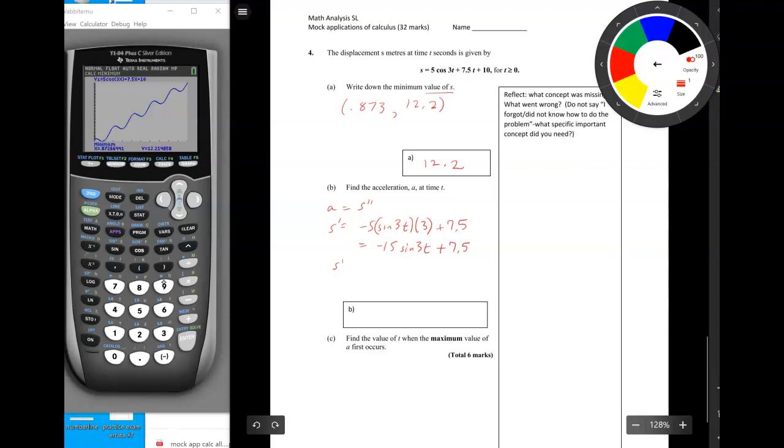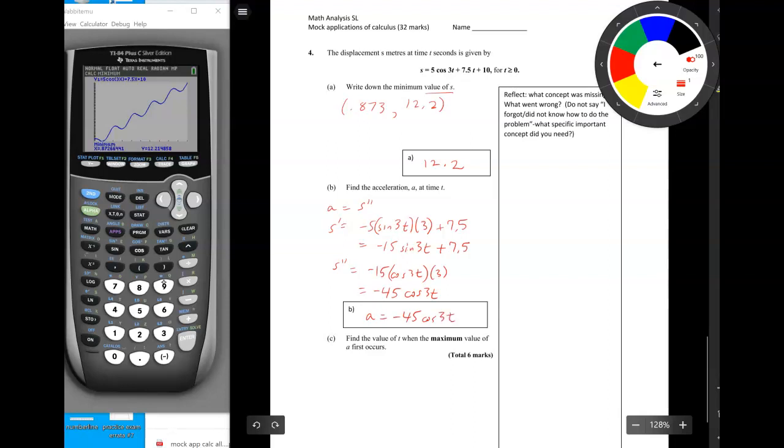Now I'm going to take the second derivative to get the acceleration expression. So that would be -15 cosine 3t, and then chain rule, it would be multiplied times 3. And the derivative of 7.5 is 0. So this would simplify into -45 cosine 3t. So let me write that here. The acceleration is -45 cosine 3t.